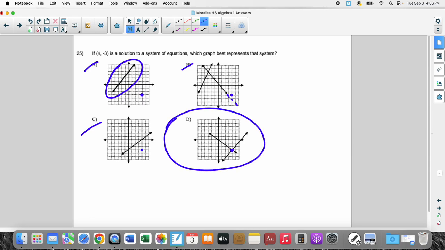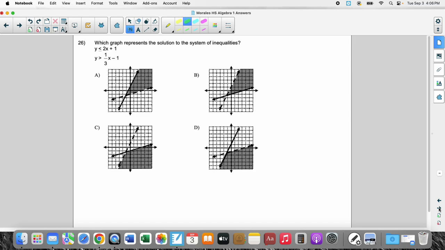So it's a solution, meaning it's on both lines. You notice that that point is a solution to that line, and it's a solution that's on that line. That's why it's a system. Solution to a system. 26. Now we have systems of inequalities.